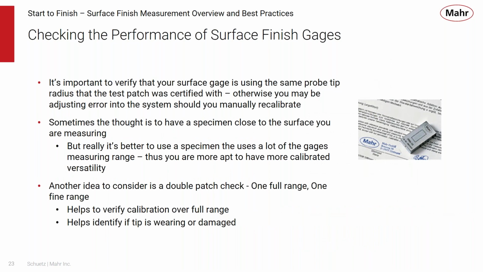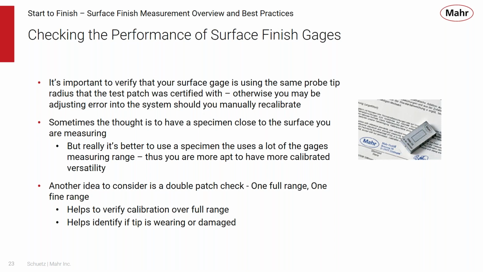So it's important to verify that your surface gauge is using the same tip radius as the test patch was certified with. If you're trying to correct for or calibrate your probe, you want to be sure that the specimen was checked with the same type of stylus. Otherwise, you might be adjusting error into the system and putting in a bias that wouldn't be right.